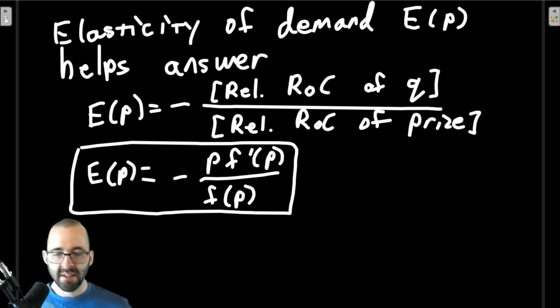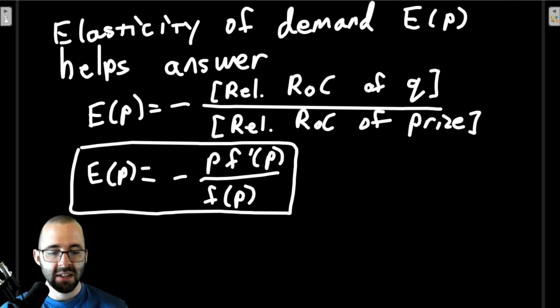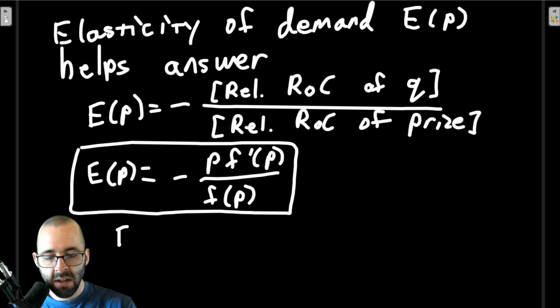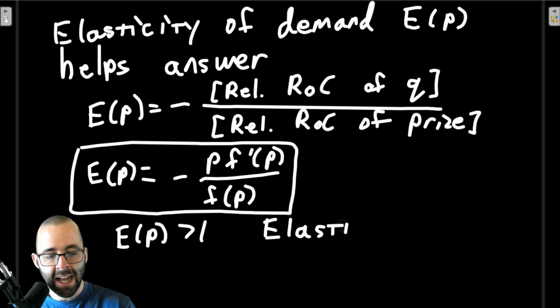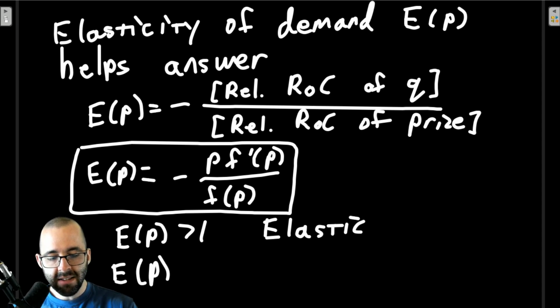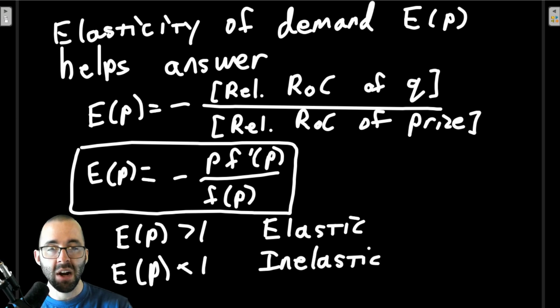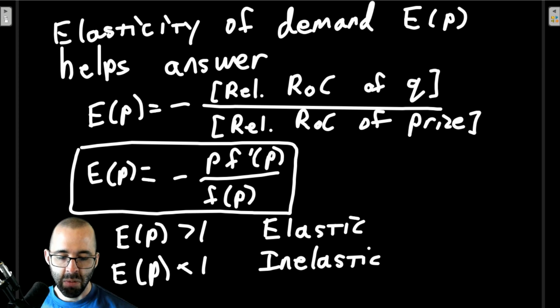We can say some things about whether it's bigger than 1 or smaller than 1. If it's bigger than 1, the top is bigger. If it's smaller than 1, the bottom is bigger. So if E of P is greater than 1, our demand is elastic at that price. If E of P is less than 1, then our demand is inelastic at that price. It really depends on what price we're charging whether demand is elastic or inelastic. It depends on the price.